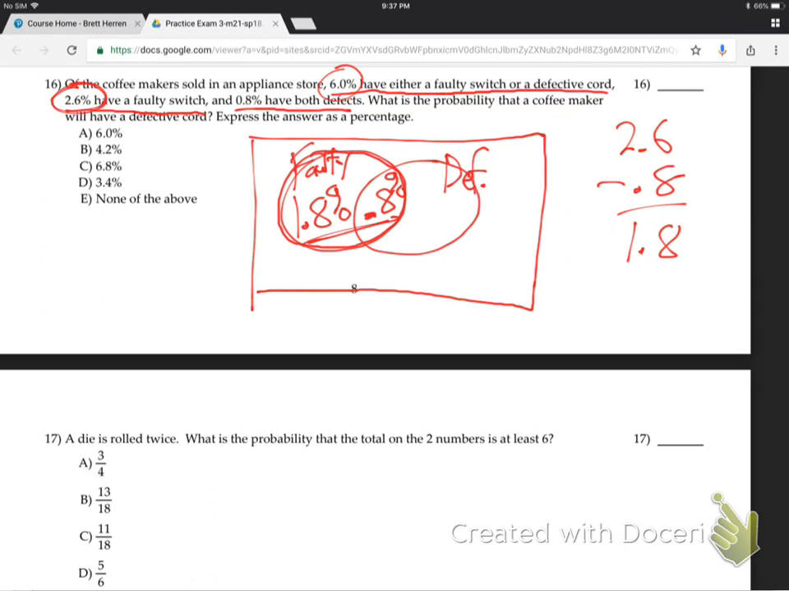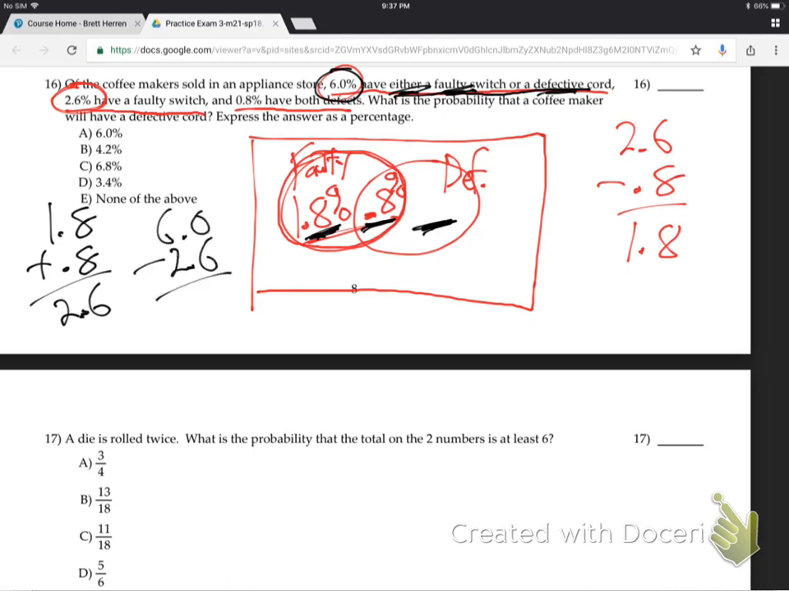So now, can we back up to the 6% fact? 6% have either a faulty switch or defective cord. So it's here, here, and here. Those three sections must add up to 6% because they're in one of those two circles. I have those two sections, I just need this one other section. So 1.8 and 0.8 makes 2.6. Subtract that from 6.0, because these three together must make 6%. What do you get? 3.4. So this must be 3.4%, so that those three together add up to the 6% that either have a faulty switch or defective cord. They're in one of the two circles.